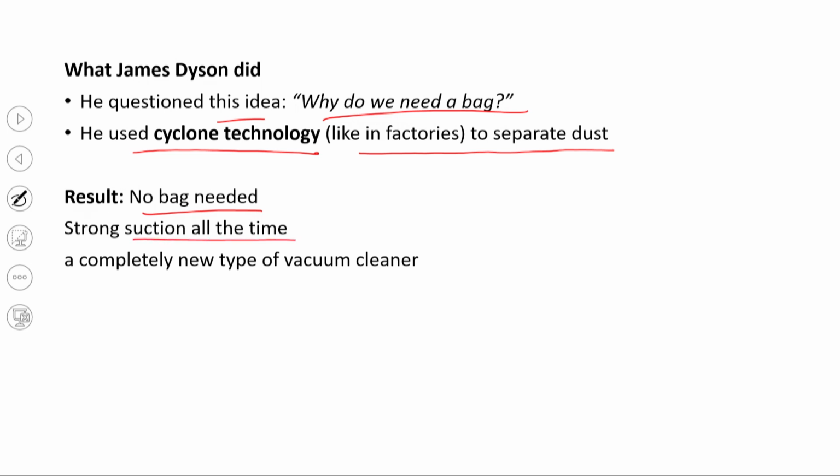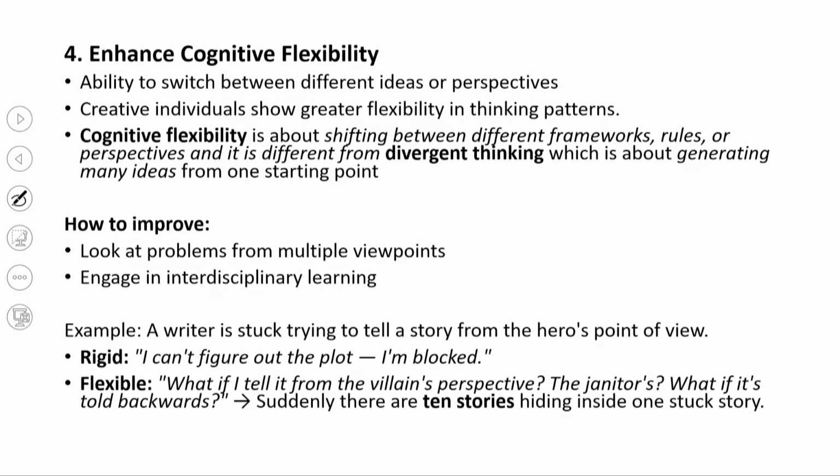Strong suction all the time. It was not dependent on whether the bag was filled or not. The suction was strong all the time. So, a completely new type of vacuum cleaner developed because he went beyond the functional fixedness. Okay? He used divergent thinking. So, that is an example of how that helps.